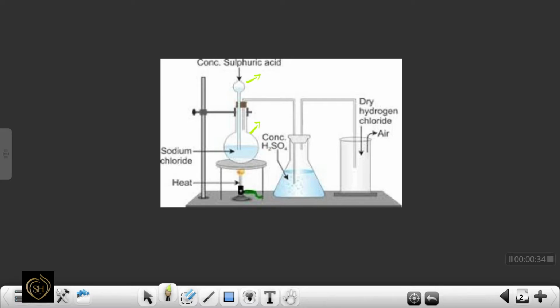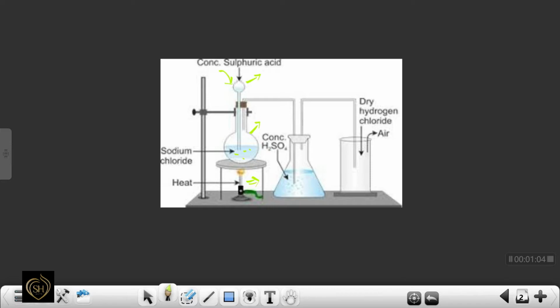So the procedure for the preparation of hydrogen chloride is to place some common salt in a flask, and pour concentrated sulfuric acid through this thistle funnel. The reaction proceeds slowly in the cold, so we have to apply heating. On heating the mixture gently, there is effervescence and hydrogen chloride gas is evolved in a controlled manner.